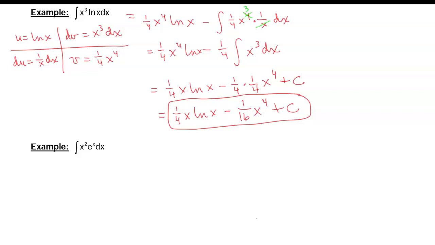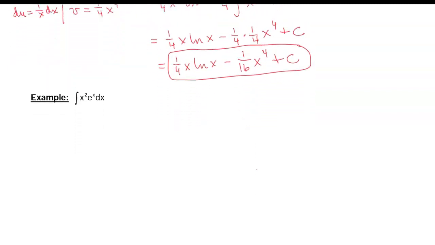I think you might have fun on the last one. It has a polynomial, x squared, and it has an e to the x, which is not natural log of x. So why don't you try this one on your own by pausing the video, do this on your own, turn the video back on to see if you got the same answer.